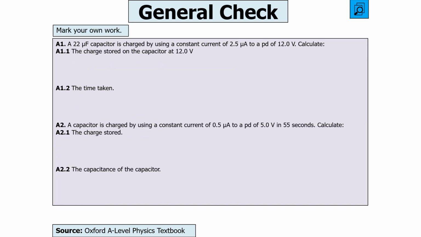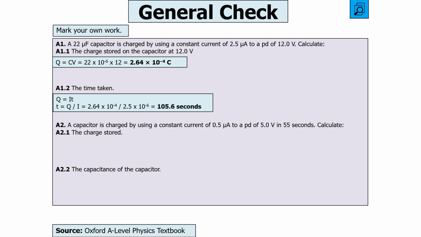Right, in this first one, again, we're using Q equals CV. So we will put them in. Remember, micro turns into farads by times 10 to the minus 6. So we get 2.64 times 10 to the minus 4 coulombs. Again, we can say Q equals IT. So therefore, T equals Q over I. We've already got Q from our previous answer, and we've got I from the question. So we can work it through and we get 105.6 seconds.